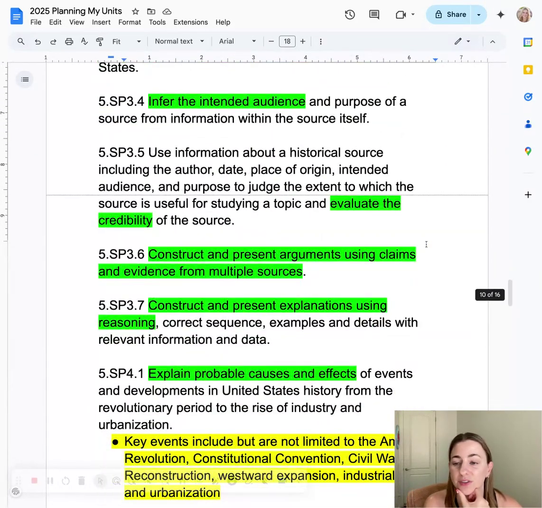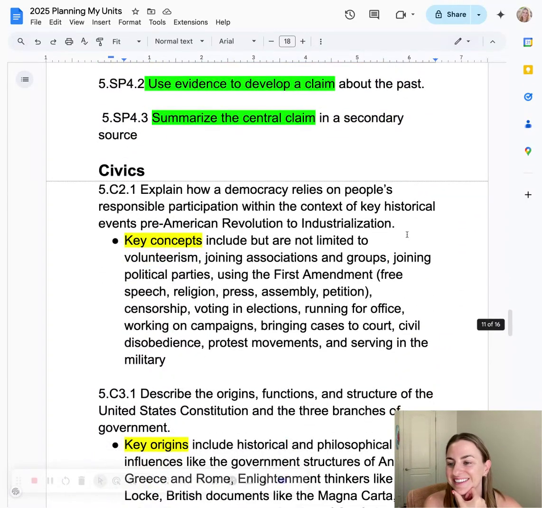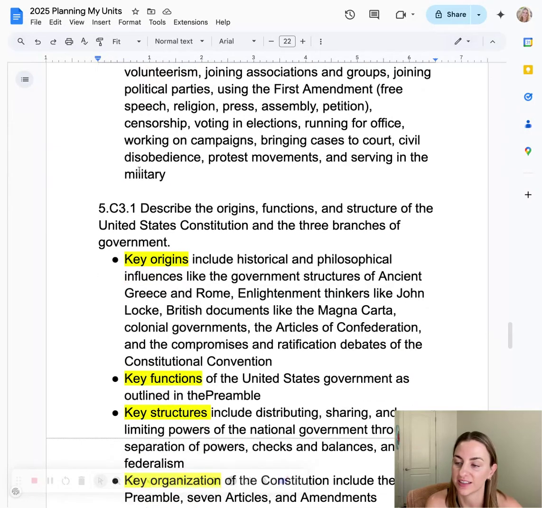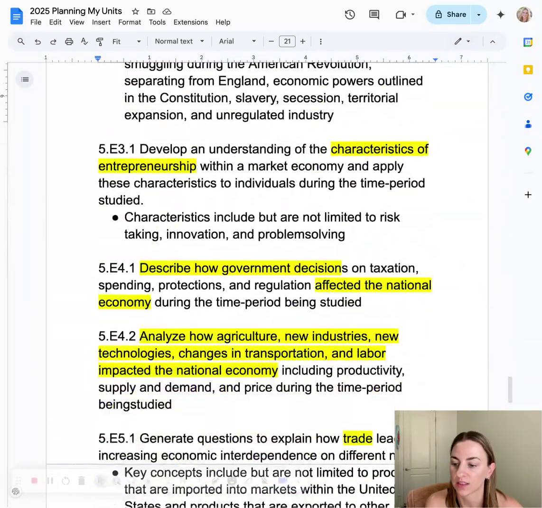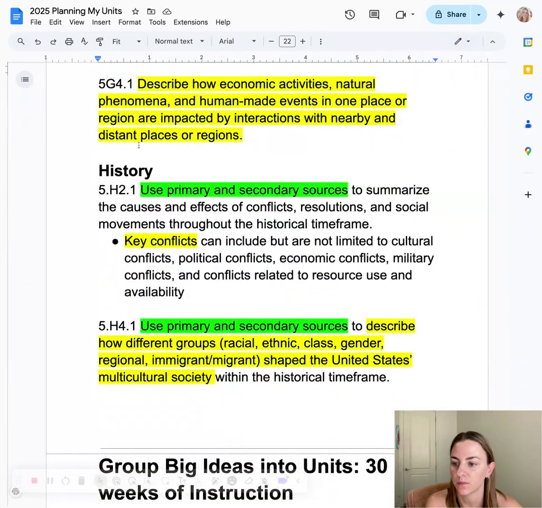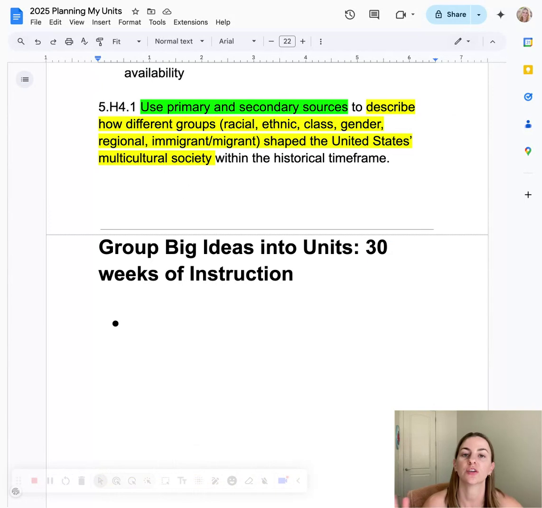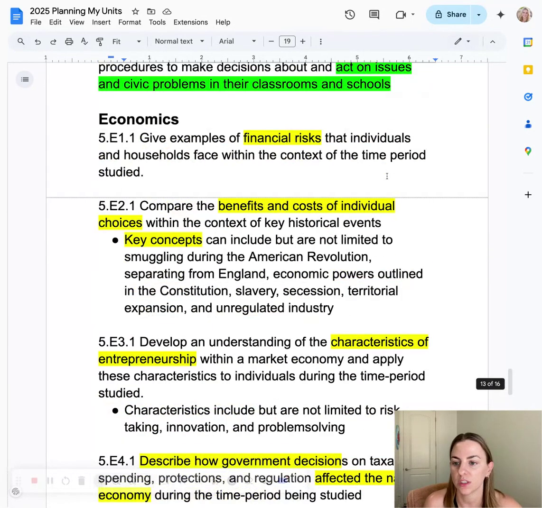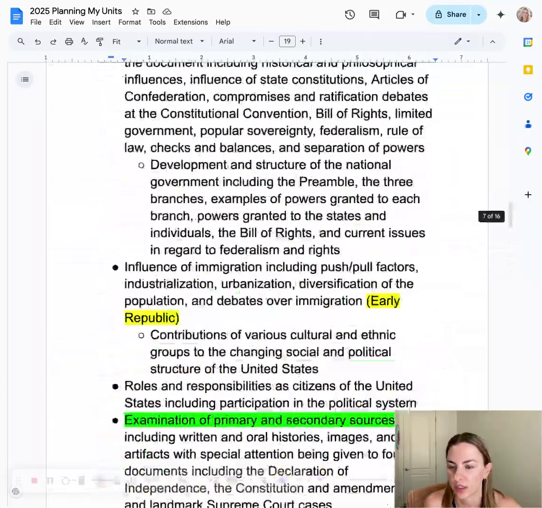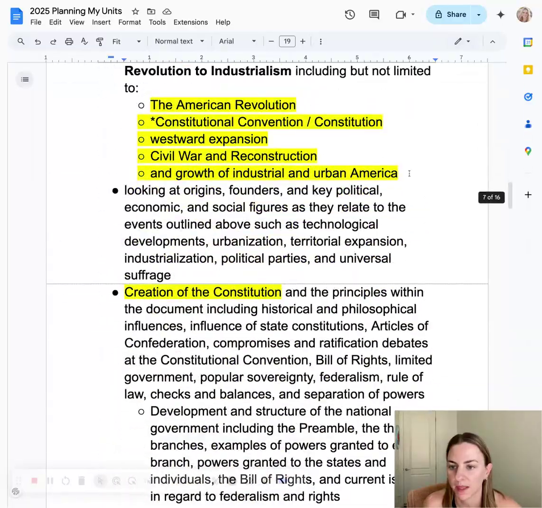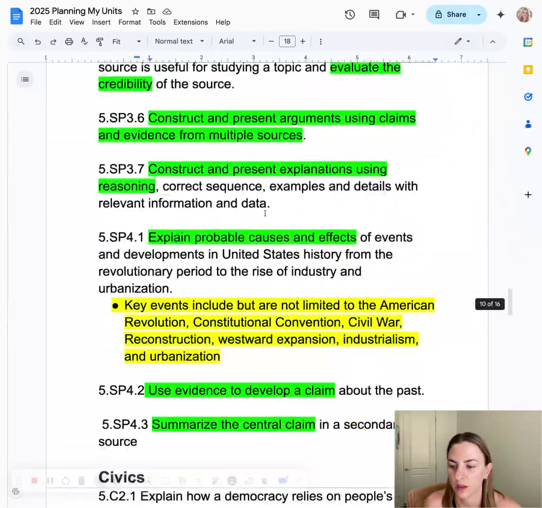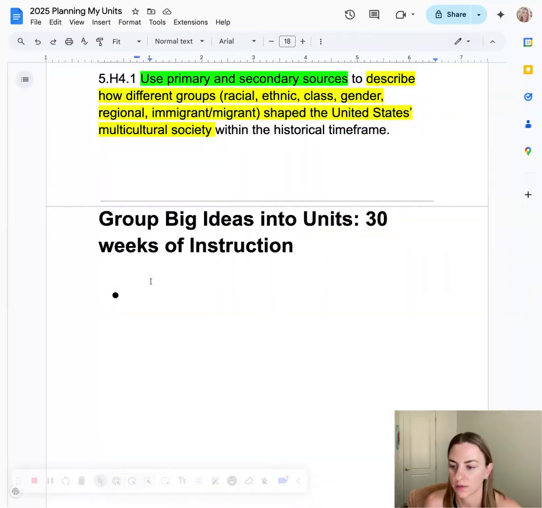And it goes on and on and on. So then there's a whole civics section, an economics section, geography, history. Okay. Once you have thoroughly read and highlighted, I want you to take everything that's highlighted in yellow and group that into big ideas of what your units are going to be. So the way I'm going to start with Arizona, I'm going to go back up to the overview and start here with these time periods.